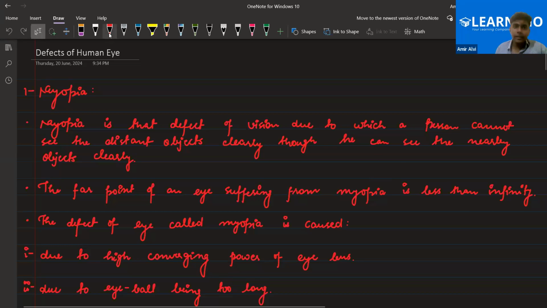Suppose that this is the eye, right? So if this is the eye and this was the far point, the light rays coming would be parallel, right? But right now, the far point is shifted like here, so it is shifting towards the eye. That's why the far point is less than infinity and it is shifted towards the eye. Am I clear to all of you?